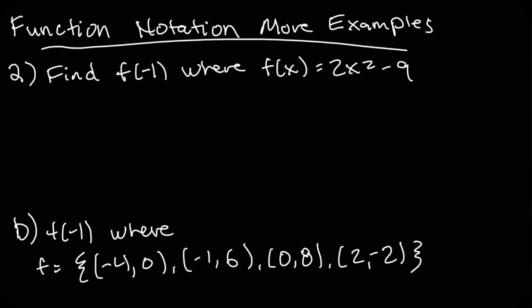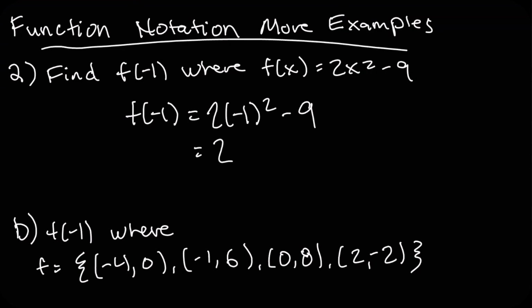For our function notation, more examples, we want to find f of -1, where f of x is equal to 2x squared minus 9. So go ahead and plug your -1 in wherever you see x. So f of -1, that's going to be 2 times -1 squared minus 9. And this will give us a 2, because -1 squared is a positive 1, minus 9, or -7.